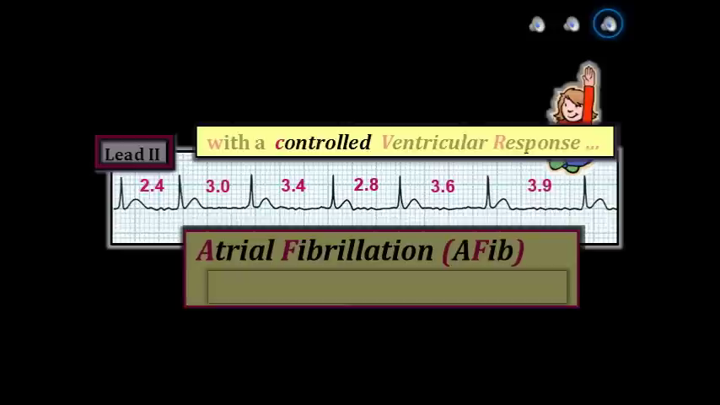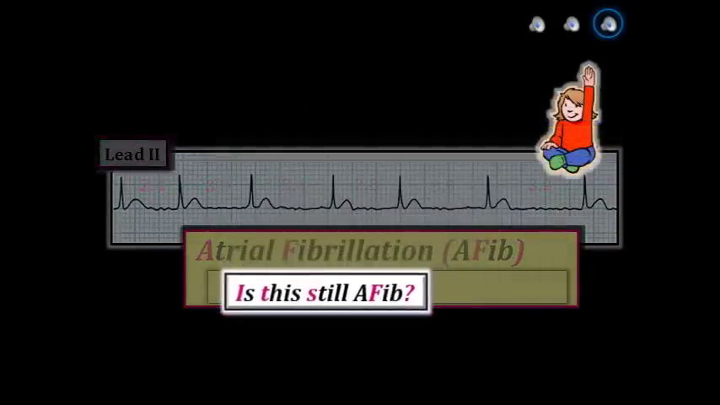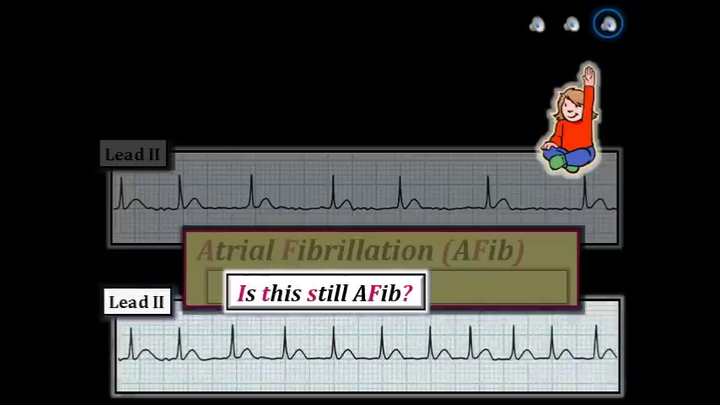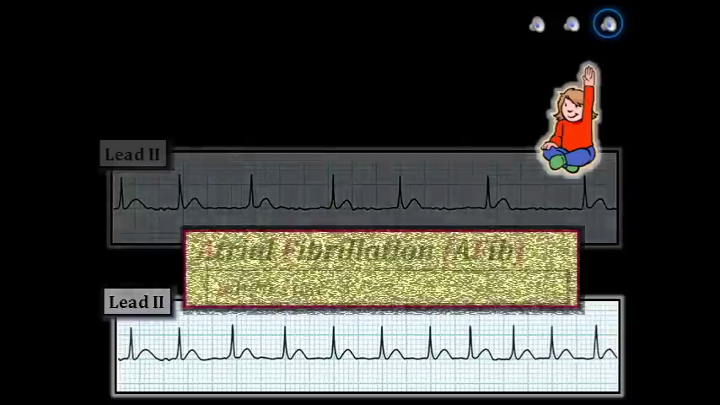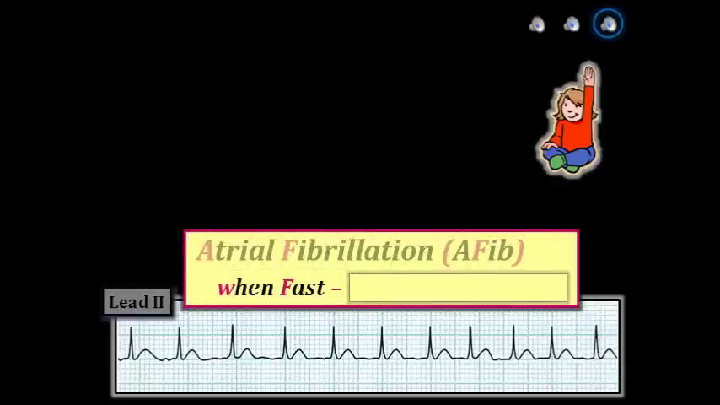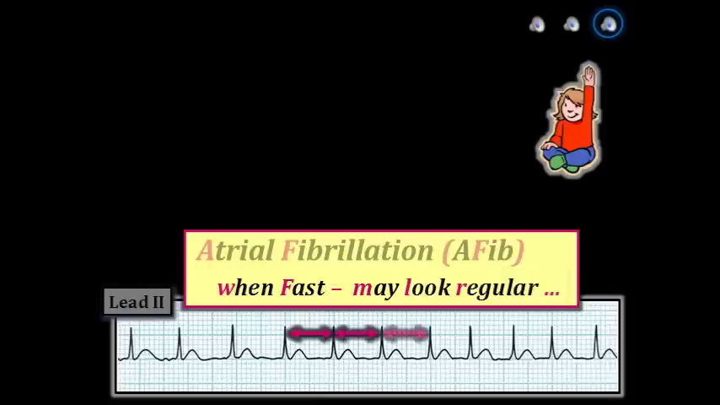Question: is this still AFib? This new rhythm is once again fast, the QRS complex is still narrow, and no P waves are seen in this lead too. But isn't it now much more difficult to tell by a simple quick glance whether this rhythm is or is not irregular? Pearl: when the rate of AFib is rapid, the rhythm may look regular even though it isn't.